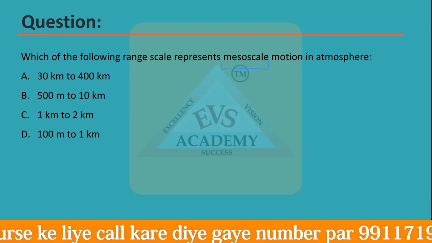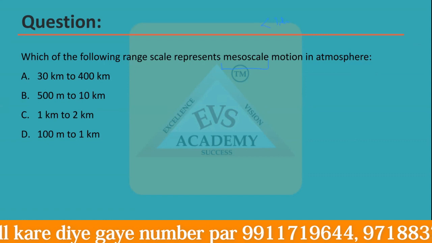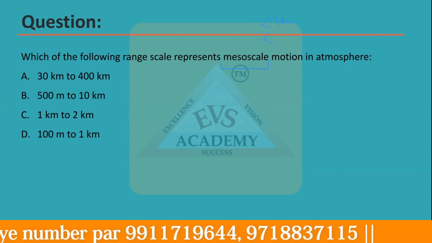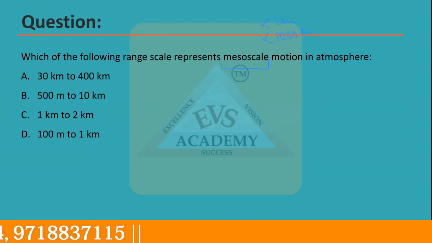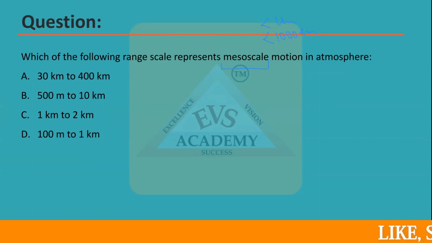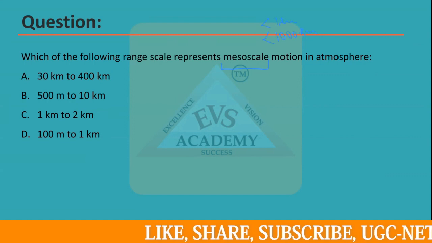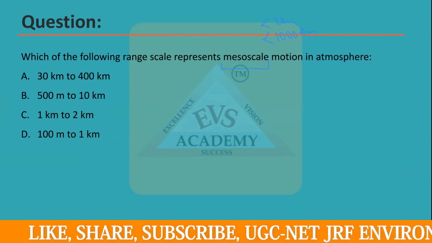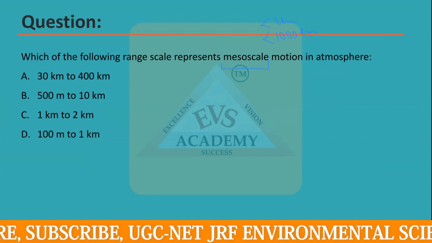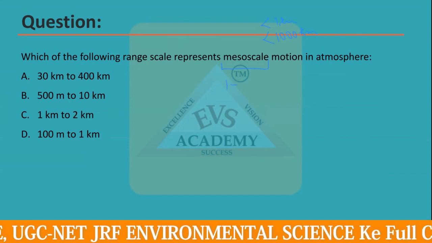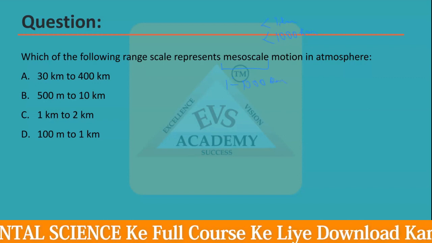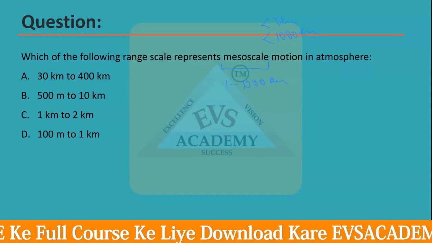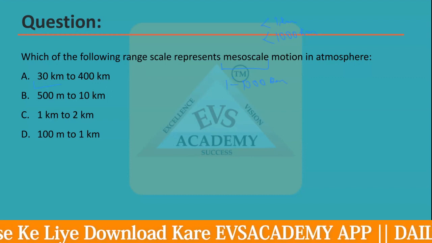The very first scale is the micro scale, which is less than 1 kilometer. The second scale is the mesoscale, which is less than 1000 kilometers, or you can say 1 to 1000 kilometers. So here you have to find the option which is in the range of 1 to 1000 kilometers. The very first option is 30 kilometers to 400 kilometers. After 1 there would be somewhere 30, and after 30 somewhere 400, which is below 1000. So this option is correctly fitting.